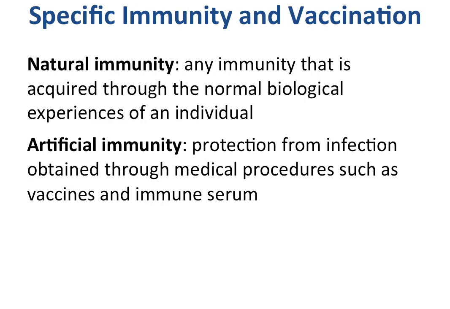For immunity, we have natural immunity and artificial immunity. Natural immunity is immunity induced by infections or foreign substances. Artificial immunity means we directly get the antibodies from other sources, and those antibodies directly provide the immune response.